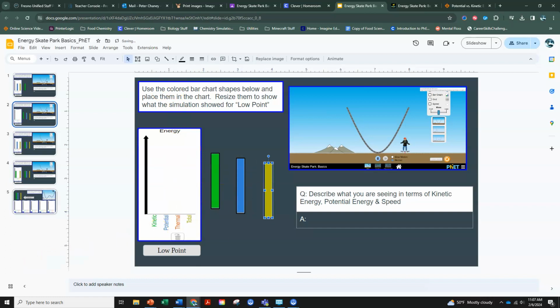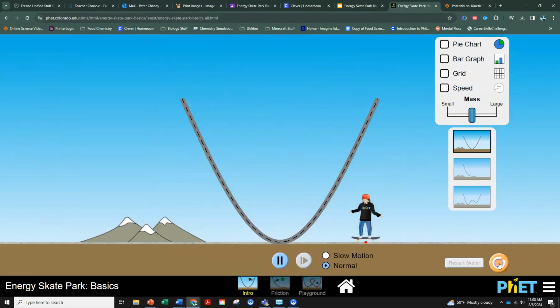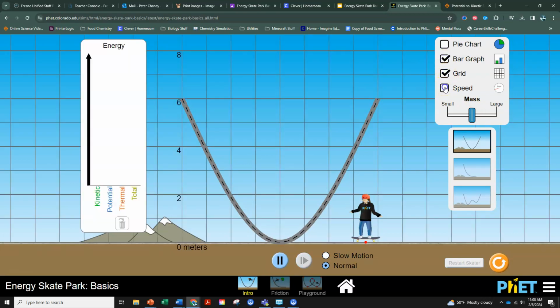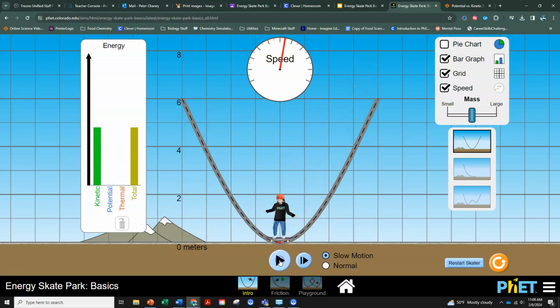Slide number 2, we're going to be representing the low point. So we'll go back to the skate park, and we will restart the skater and put on our bar graph and speed and grid and all that good stuff again. We'll place the skater up at the top, and then we need to get the low point. So using the pause button and using the advanced button for 1 frame, we're going to be able to figure that out.